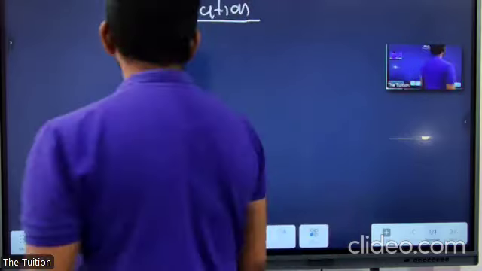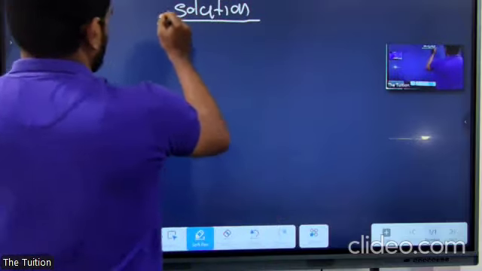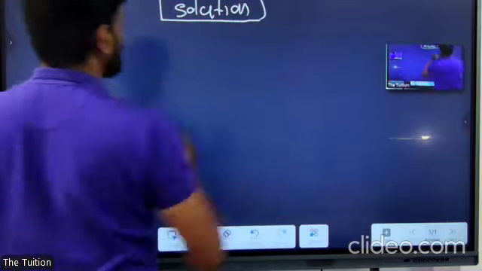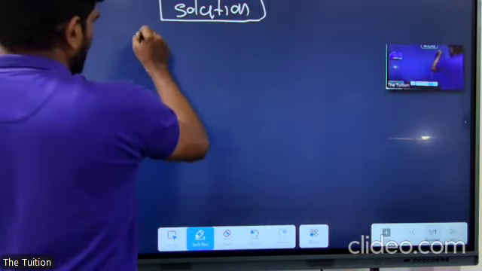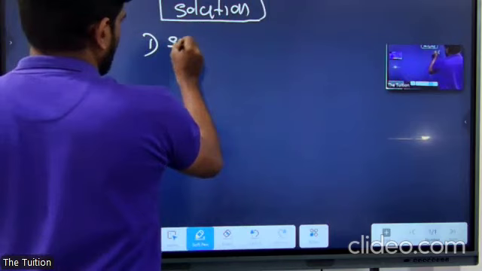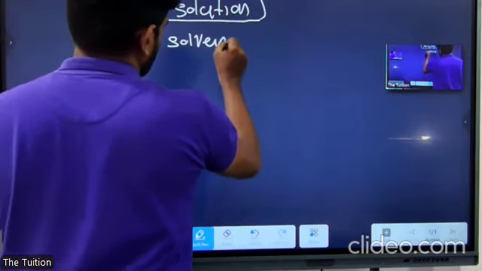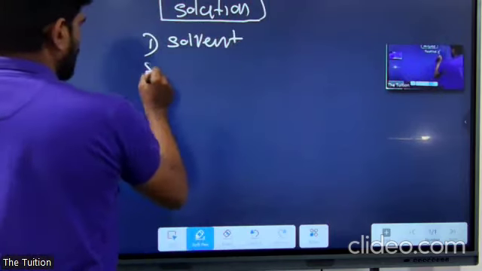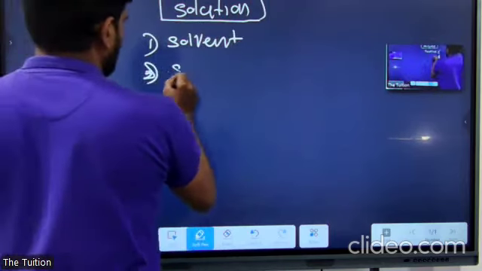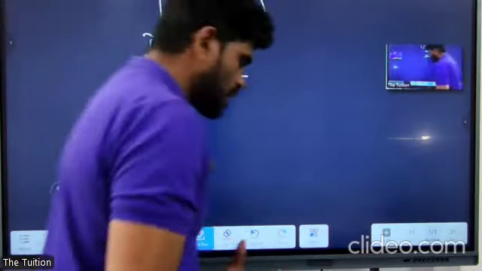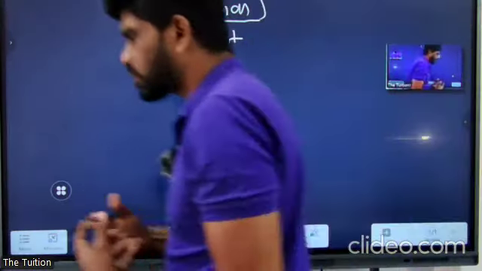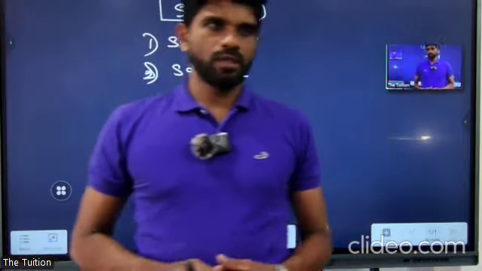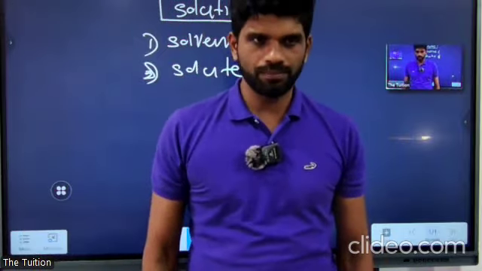Okay, right? What is a solution? A solution contains two parts. One is the solvent, the second part is the solute. The combination of solvent and solute, or solute mixed in a solvent, we can make a solution.